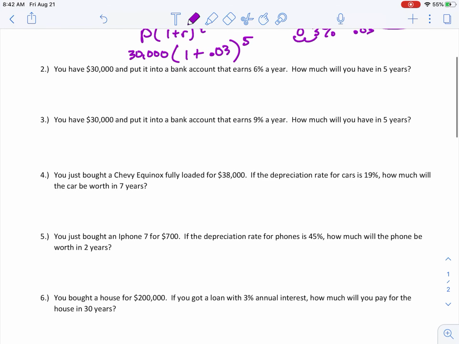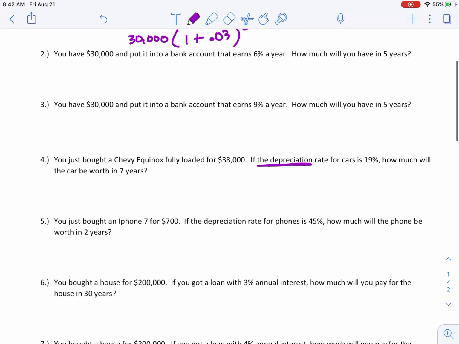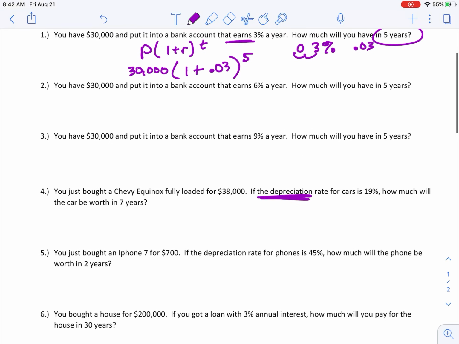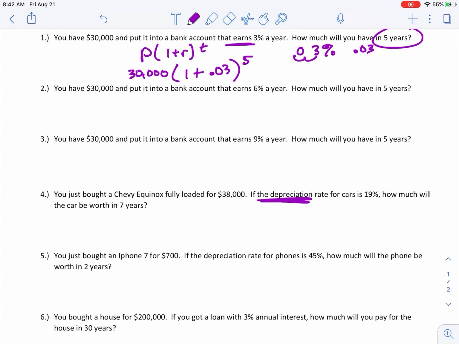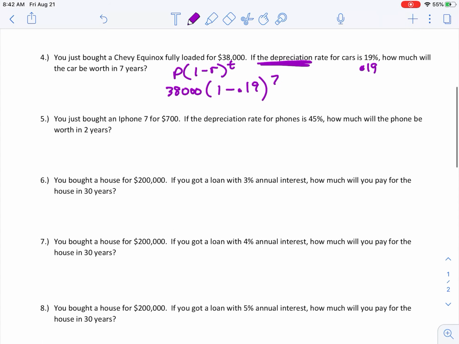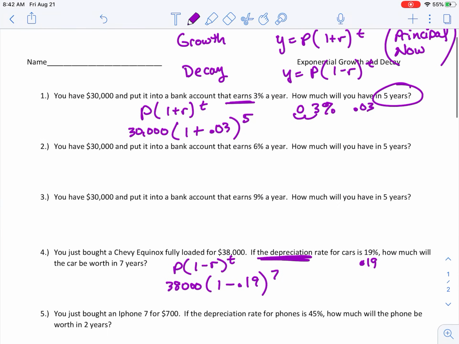Let's see here. Do you have a depreciation? Let's look at number 4, depreciation. Depreciation means it goes down. So P times 1 minus R to the T. Same idea, but the answer is going to be less. 38,000, 1 minus 0.19, again, 19% is 0.19, to the 7. 2 years, 30 years, 30 years. That's your homework, 1 to 8.